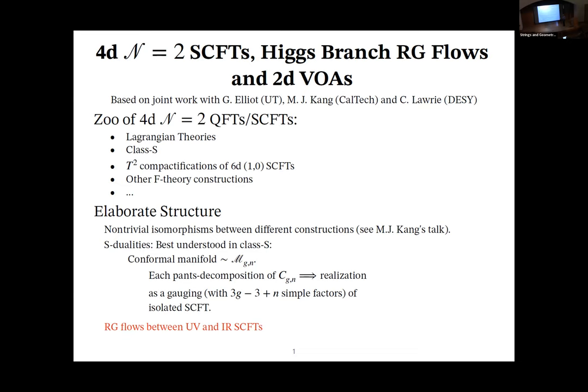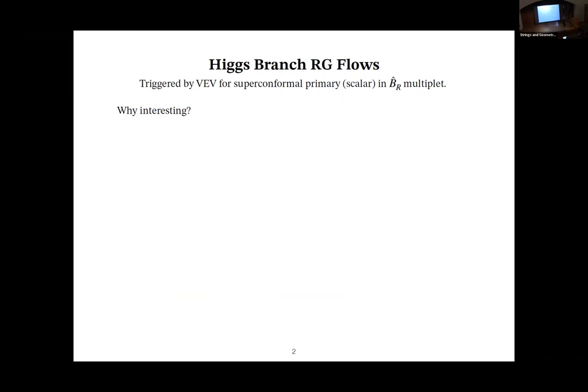What I want to talk about is the last bullet point on this slide, namely the renormalization group flows between these theories. And in particular, I want to talk about the Higgs branch renormalization group flows, which are triggered by turning on a VEV for some operator that parametrizes the Higgs branch of the theory, and then flowing to the infrared. So why is this interesting? Well, one place where it proved useful, and you saw in Monica's talk, is in proving some of these non-trivial isomorphisms.